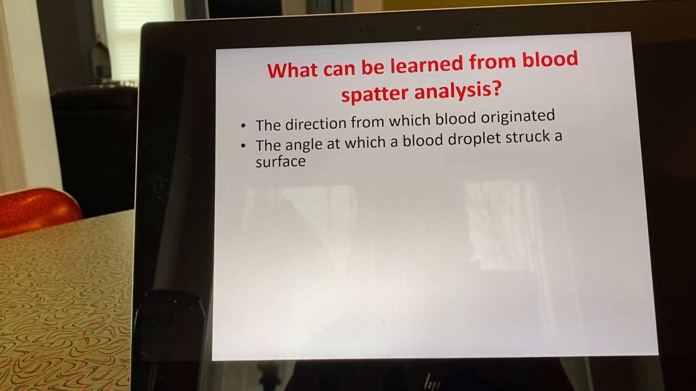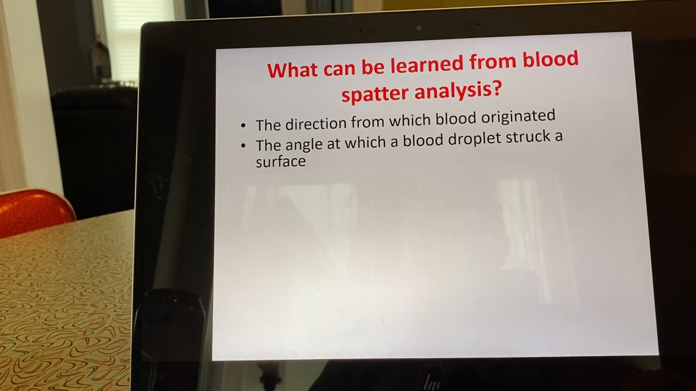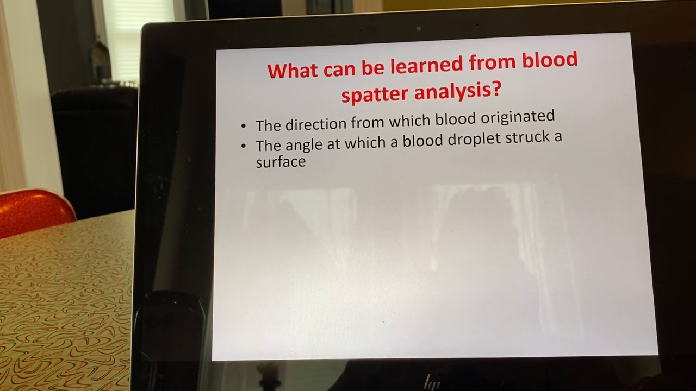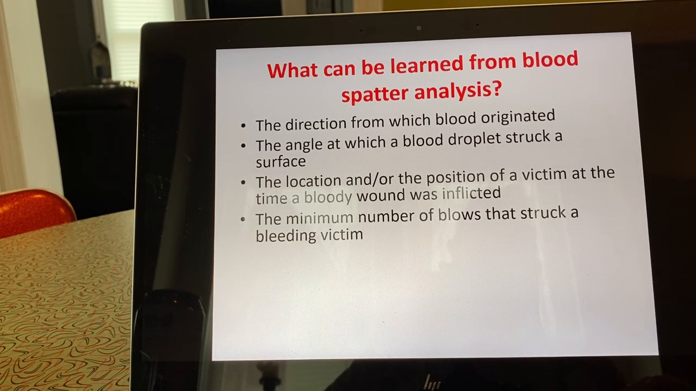Okay, so it can tell us the direction potentially from which blood originated, the angle at which the blood droplets struck a surface, and that's the difference between the circle and the elliptical shape, the location and position of the victim at the time they were attacked. So were they laying down? Were they trying to run away? Were they in a kneeling position?